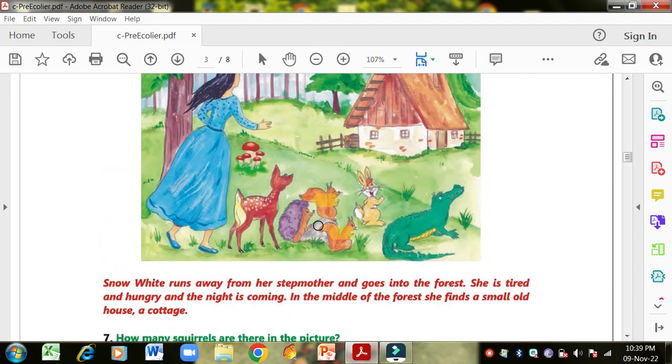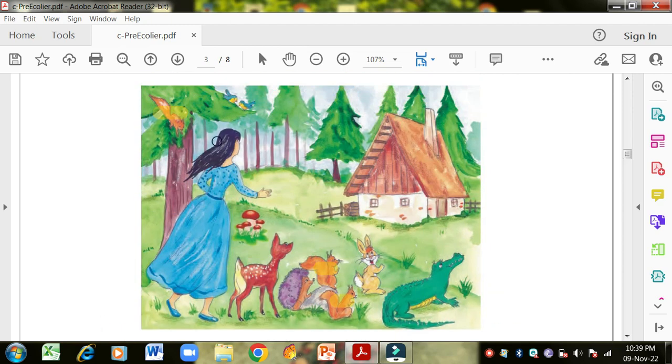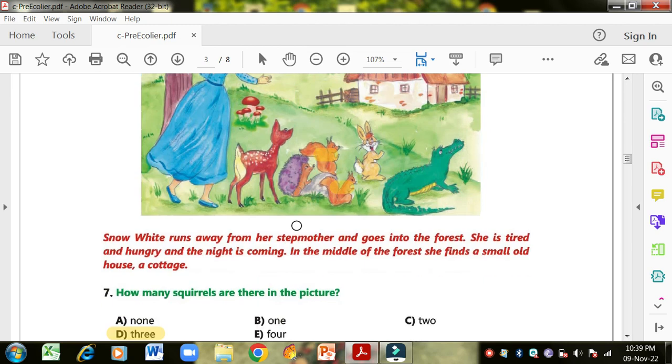Most of the students, they just see that there are 2 squirrels. They don't see the one on the tree. You have to look at every corner of the picture. It can be everywhere. Something can be hidden anywhere. Okay, you have to see it very carefully.